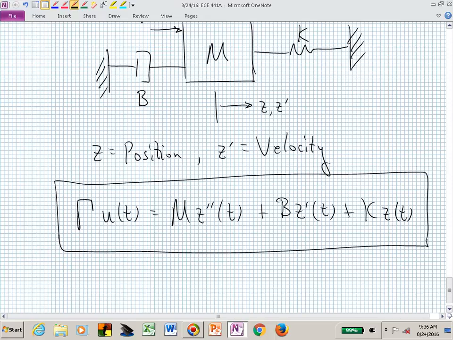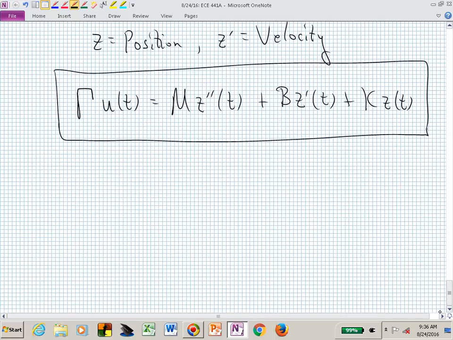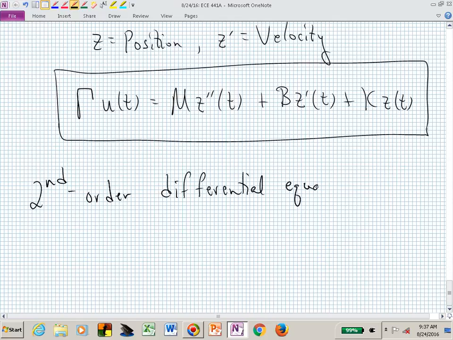Gamma u. What's the order of that differential equation? Can I ask that question any more today? This is a second order. And that then tells us that we should be looking at two state variables in our state space system or in our state space model.